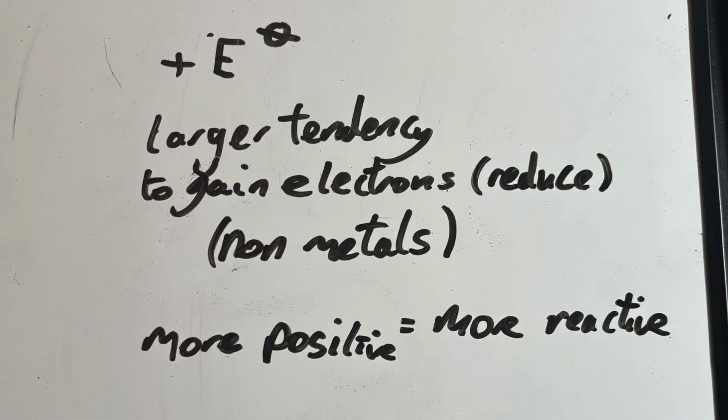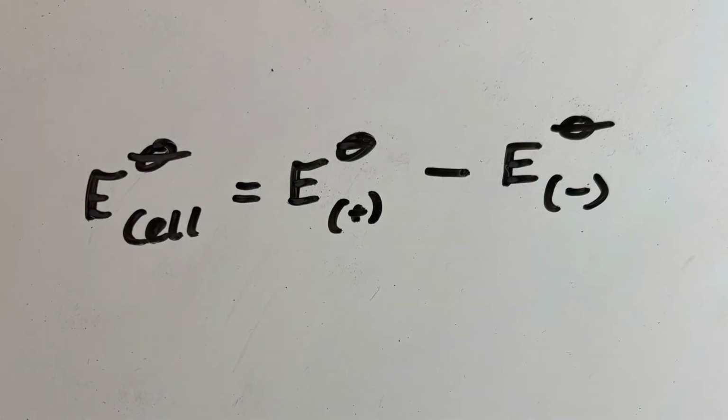Positive electrode potentials have a larger tendency to gain electrons or reduce, and these tend to be non-metals, and the more positive the value, the more reactive it is. Find the electrode potential of a cell by doing the positive electrode minus the negative electrode, or the anode minus the cathode.